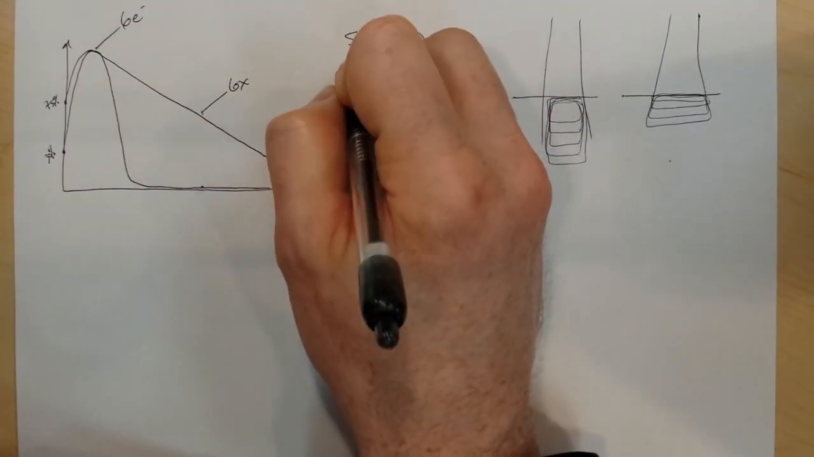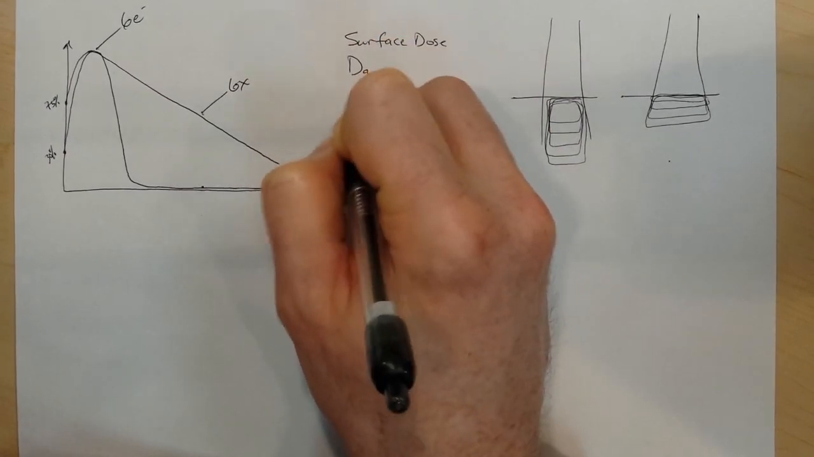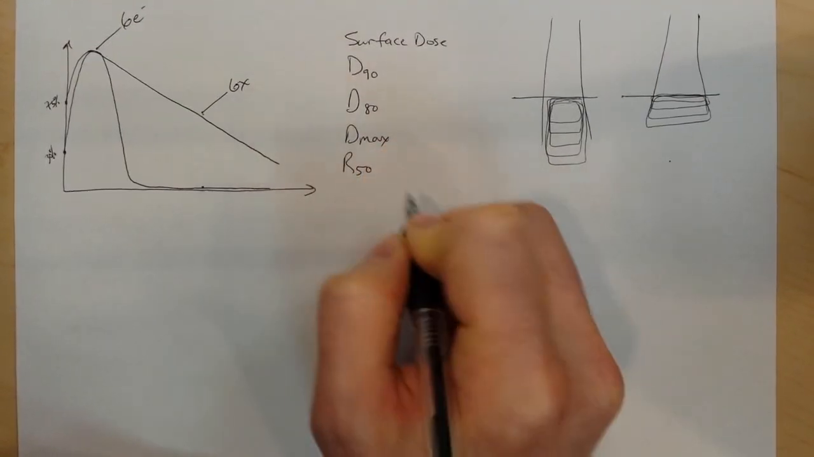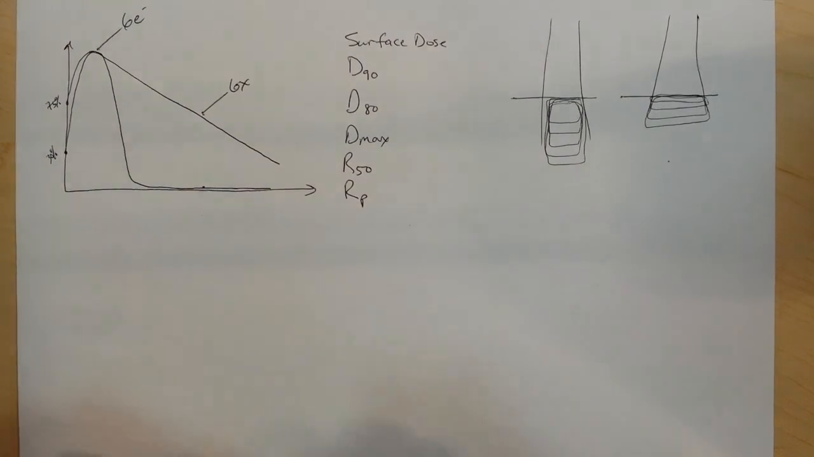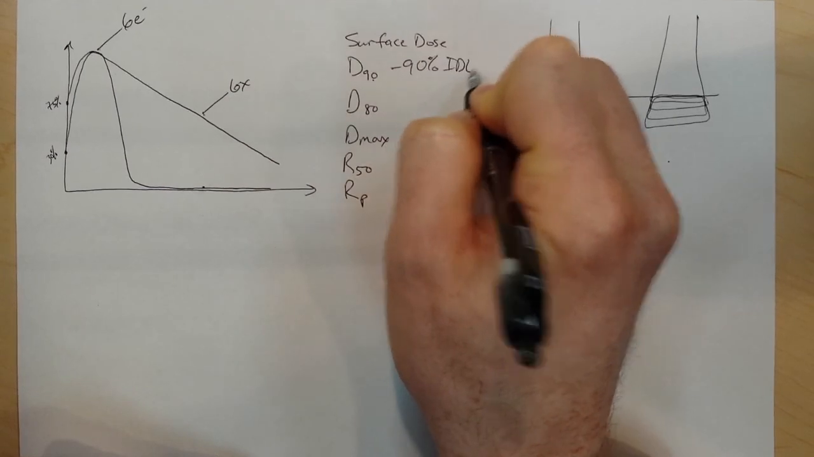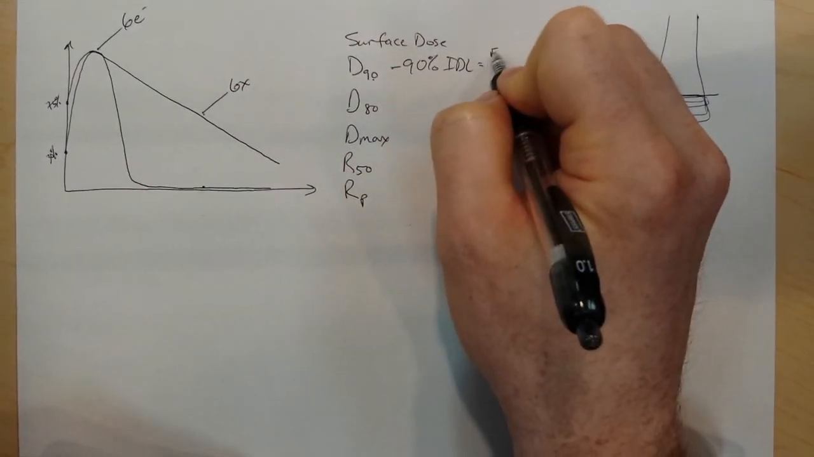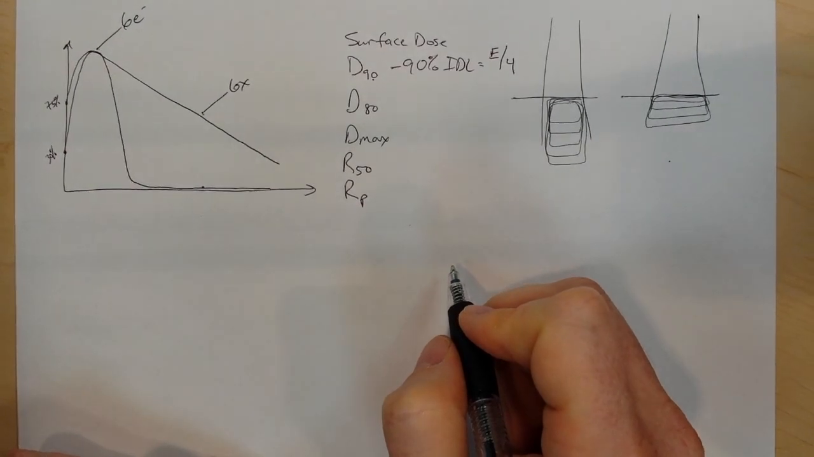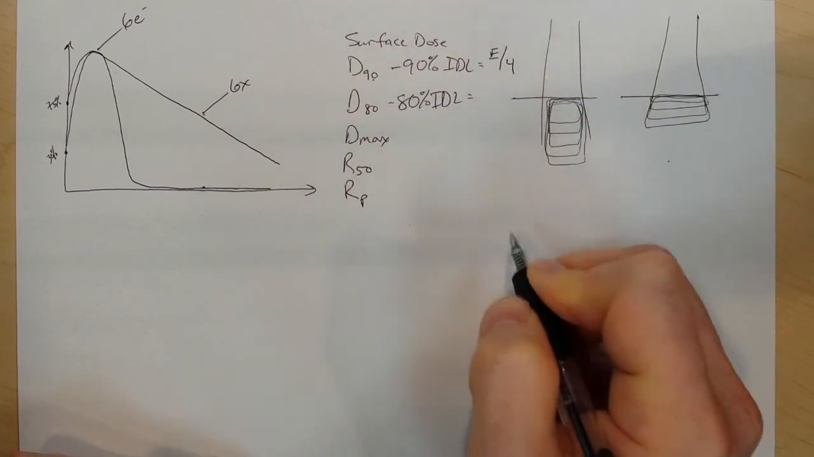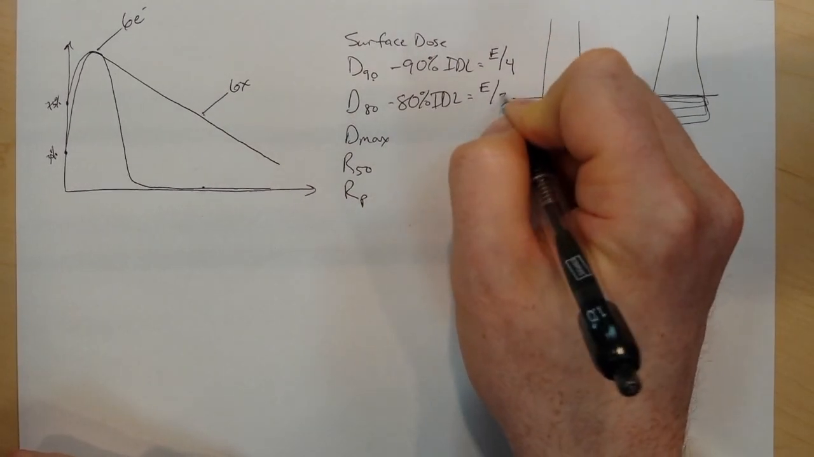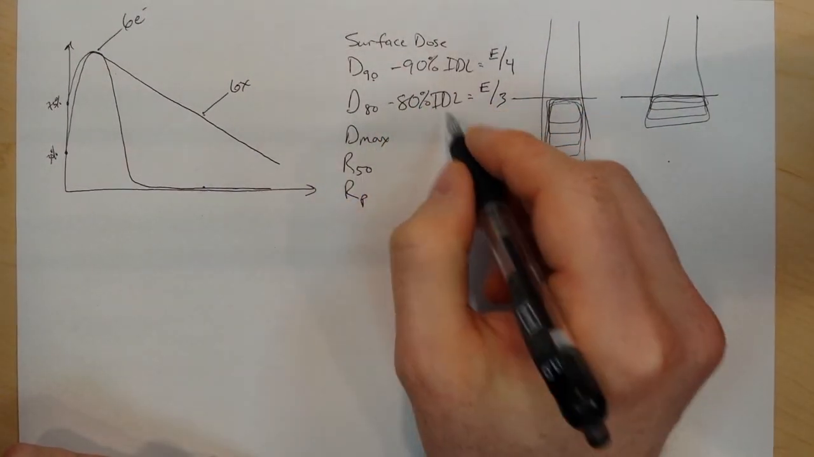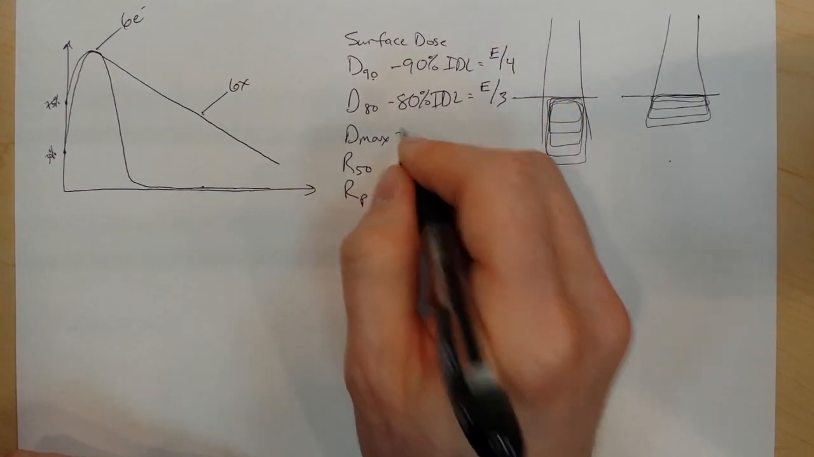You need to know about something called D90, D80, Dmax, R50, and R sub P. D90 is going to be the depth of the 90% isodose line, which roughly you get by taking the energy divided by 4. That gives you a good approximation. D80 is going to be the depth of the 80% isodose line. Again, roughly it is E divided by 3. Khan specifies these more accurately. Your physicist should also have these written in a data book somewhere.